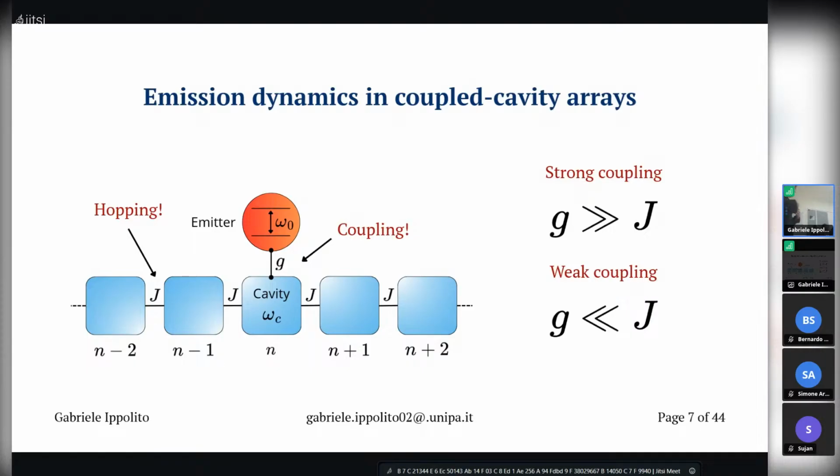To give you intuition why the strong and weak coupling regimes are identified by these conditions, let me say that if an atom is put inside this cavity and it emits a photon, if J is much bigger than g, the photon has the possibility to escape because it prefers to jump along the chain rather than be reabsorbed by the atom. So this is the concept.